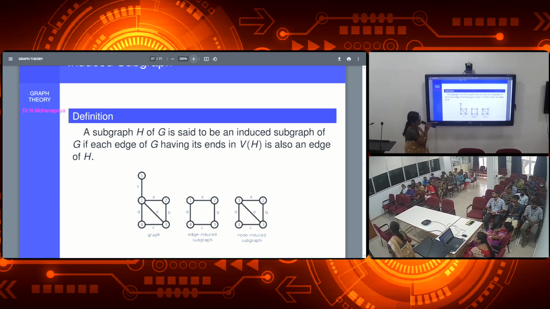Induced subgraph is nothing but a graph which is induced from the original graph. So here I am considering the edge induced subgraph. Here A, B, C, D are the edges which I have taken from the original graph. So this edge induced subgraph has been induced from the original graph. So we call that one an induced subgraph. Here I am considering these 4 vertices from the original graph. These 4 vertices are induced from the original graph. So it is called a vertex induced subgraph or induced subgraph. Simply we call that one an induced subgraph.